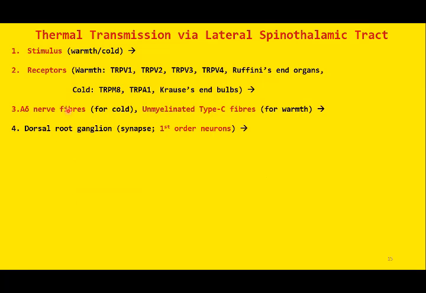Now, these fibers, A delta fibers and unmyelinated type C fibers, will carry the sensation of cold and warm to the dorsal root ganglion. And this is the site for the first order neurons. The neurons will arise from the dorsal root ganglion, and these neurons are labeled as the first order neurons, dorsal root ganglion or the spinal ganglion.